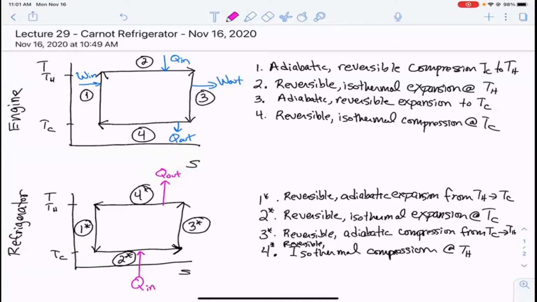accepting it at the coil temperature. And now in this process, we did a compression here in step 3, right? So this is work in, and then an expansion is done in step 1. So that is work out. Okay.